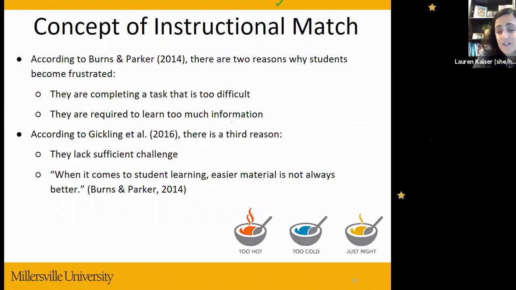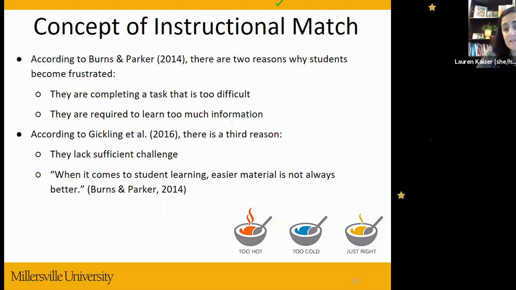So this concept of instructional match is hopefully not new to us in school psych. Matt Burns writes and talks about it a lot. Burns and Parker have a CBA ID book. And in that book, they talk about reasons why kids are frustrated. They have a nice chapter on instructional match. And that completing a task, if it's too difficult, they're going to get frustrated. If they have to learn too much, so it might not be that hard, but it has a cognitive load of a lot of new information being shared.